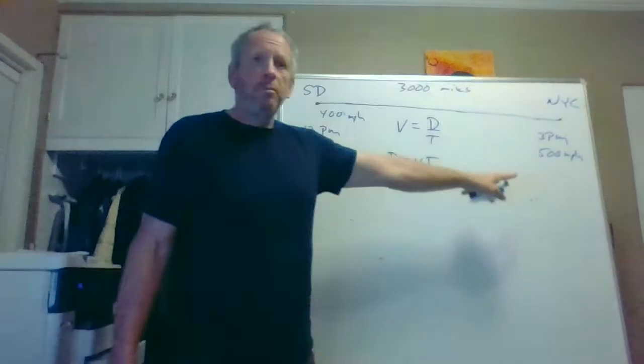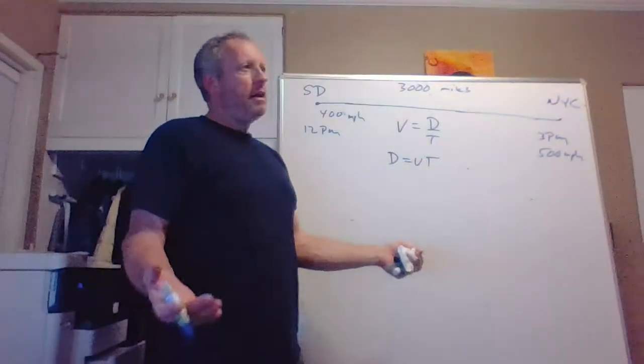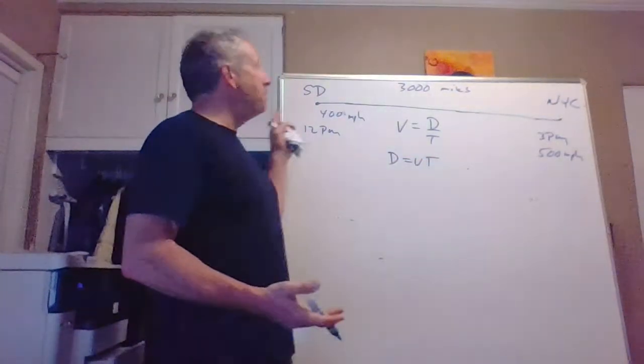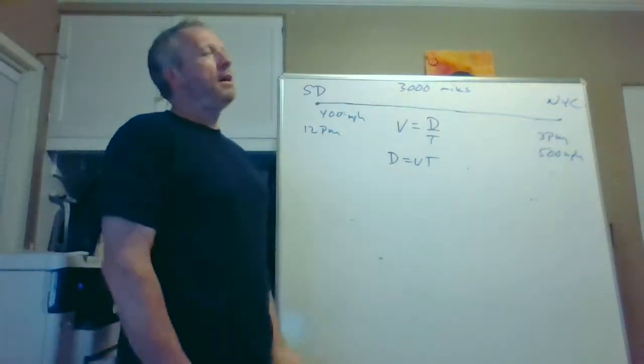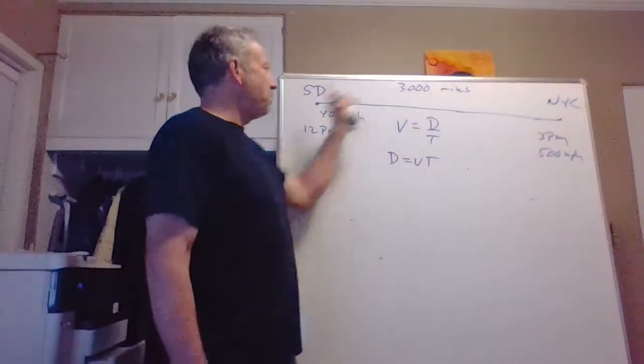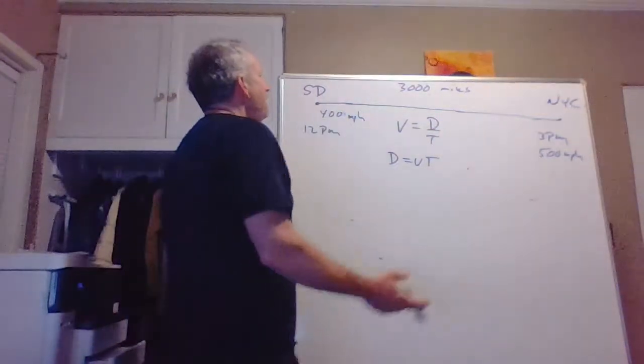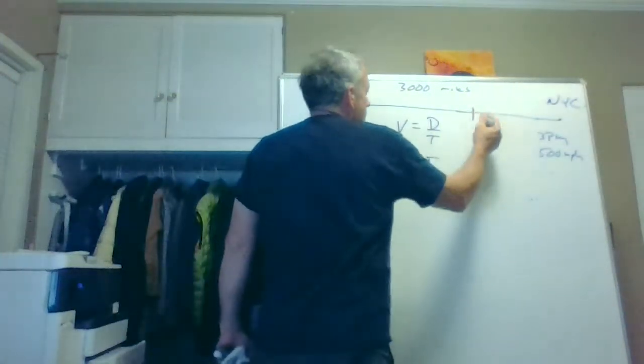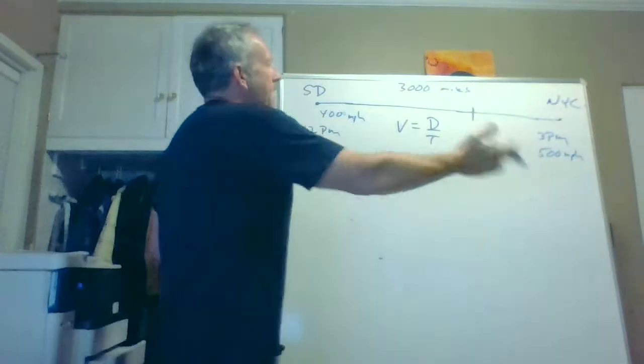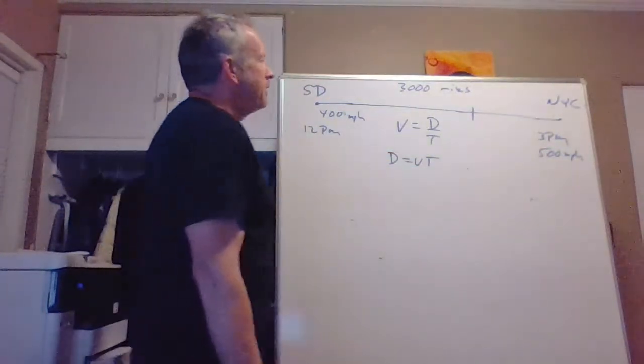And what that means is that plane will have left. And what that means is they will cross paths somewhere in between San Diego and New York City. So there's no chance of this plane getting to New York City before the plane in New York City leaves for San Diego. So let's just say they meet here. And I don't even know, is it more than halfway or not? We don't know right now.